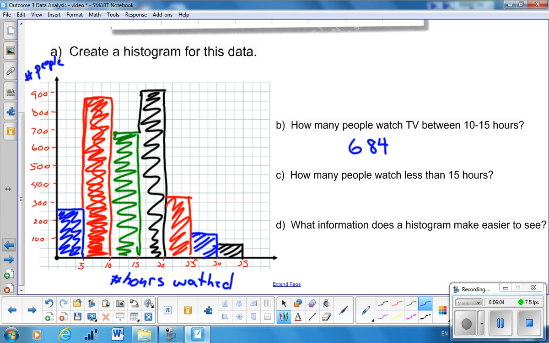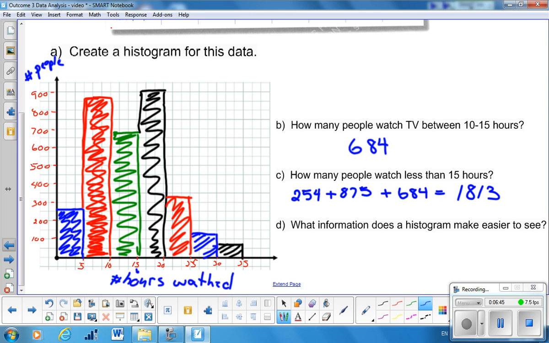How many people watch less than 15 hours? We're looking for less than 15 hours. 15 hours takes up the first 3 bars on our histogram, and so we need the first 3 sets of data from our data table. So there were 254 people that watched between 0 and 5 hours, plus another 875 people that watched between 5 and 10, and another 684 people that watched between 10 and 15 hours. When we add all of those up, we end up with 1,813 people that watch less than 15 hours.